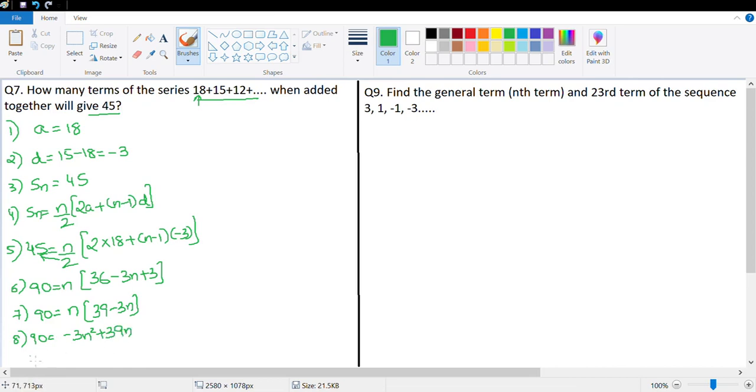Let's bring everything on one side. That'll be 3n square minus 39n plus 90 is equal to 0. I notice that all elements have 3 common. So let's divide both sides by 3. Let's see what we get. So what we get is, when I divide both sides by 3, n square minus 13n plus 30 is equal to 0.